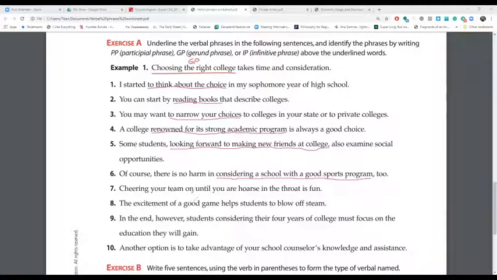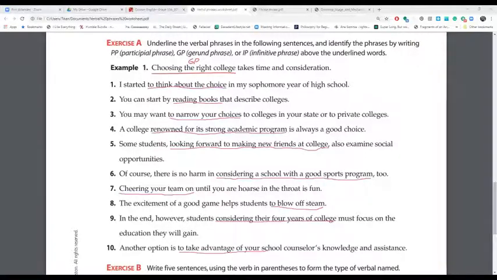Of course, there is no harm in considering a school with a good sports program too. Number seven, cheering your team on until you are hoarse in the throat. Cheering your team on until you are hoarse in the throat is fun. Hoarse just means like sore. Number eight, the excitement of a good game helps students to blow off steam. Number nine, in the end, however, students considering their 4 years of college must focus on the education they will gain. And number 10, another option is to take advantage of your school counselor's knowledge and assistance. This is actually, hold on, to take advantage of, yeah, okay.